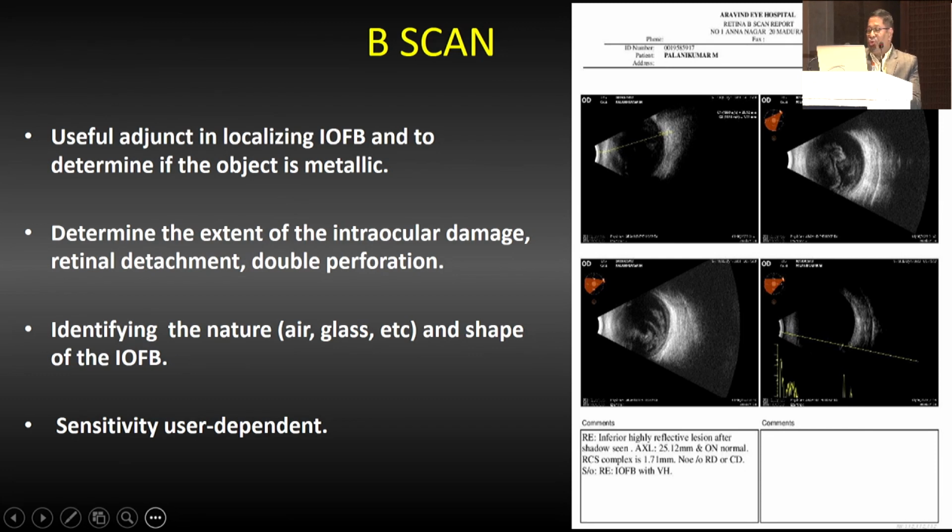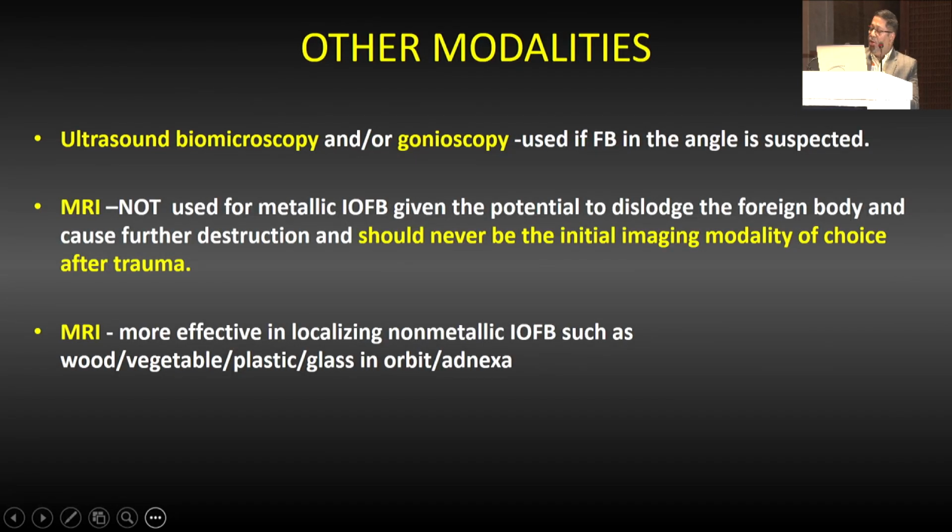B scan can also aid in localizing the foreign body. It also gives an assessment of the posterior segment and the degree of damage. Other modalities, ultrasound biomicroscopy and gonioscopy, can be selectively done when you suspect a foreign body in the angle. MRI is absolutely contraindicated in metallic foreign body injury, but it is more effective in localizing non-metallic foreign bodies such as wood, vegetable matter, or plastic.